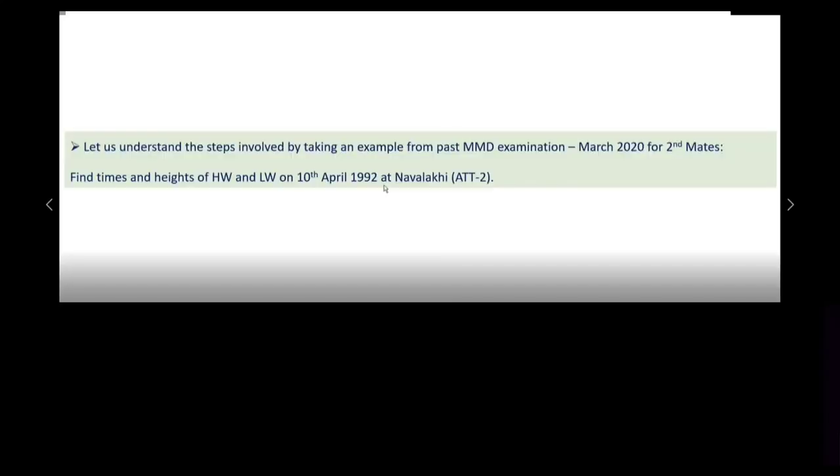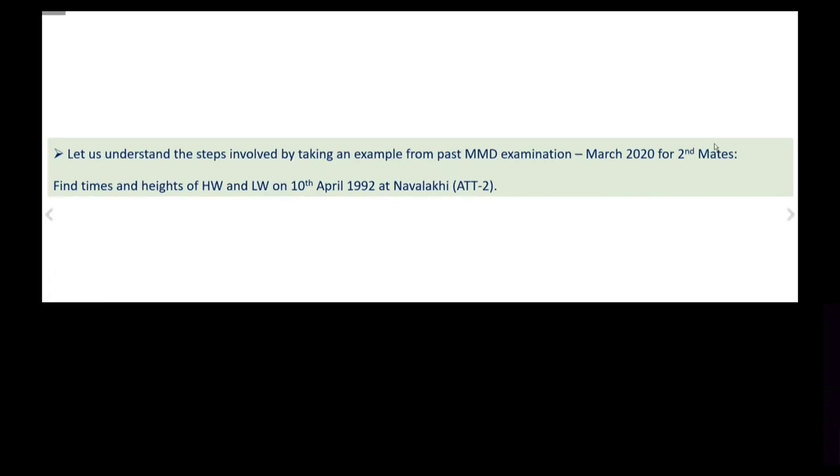Let me show you the ATT 2 and 92 at Navlakhi. So can you open up the tide table and tell me where does this Navlakhi come in the geographical index? What is the number of this port? Sir, 4331, sir. Very good, beta. Great. Let's see it here also.